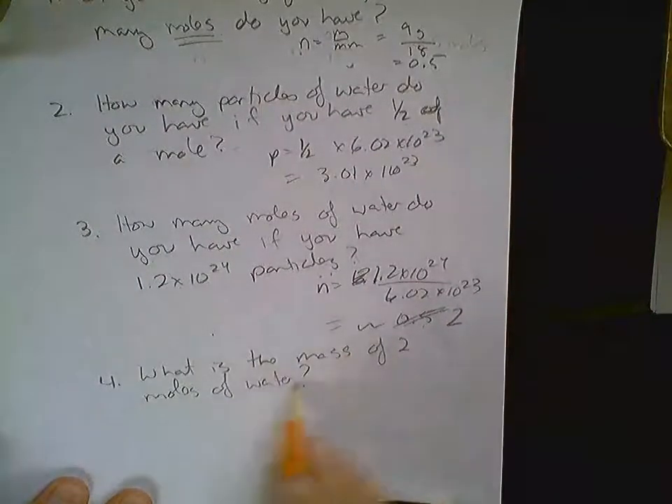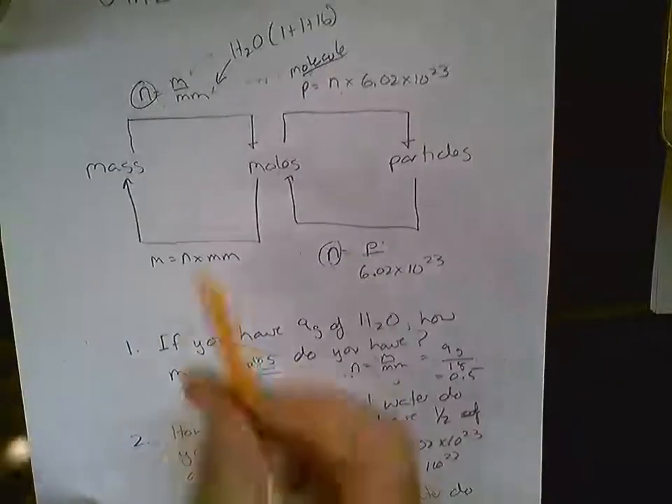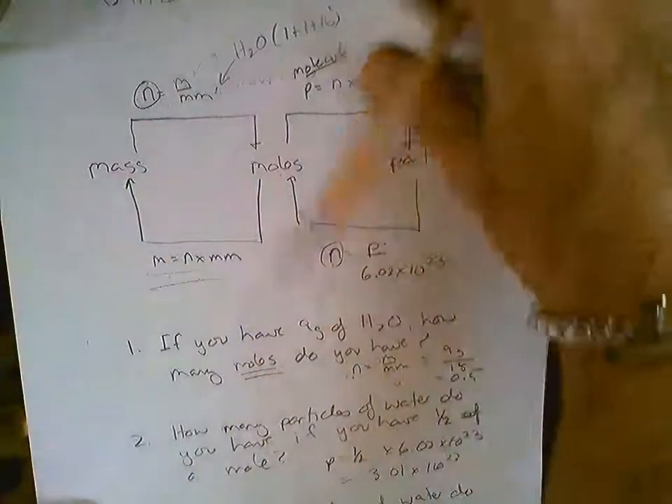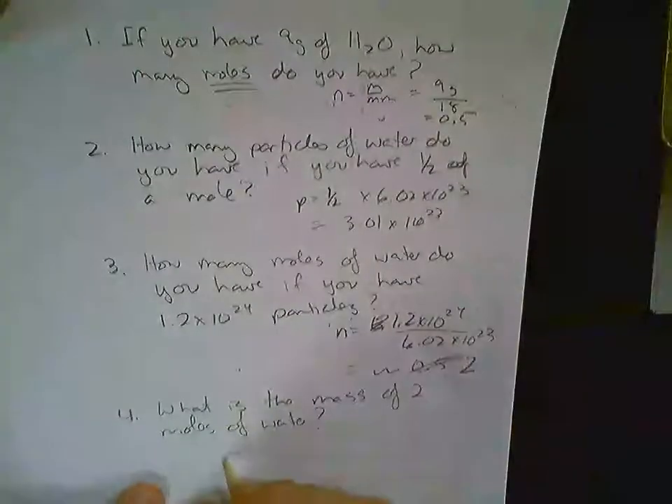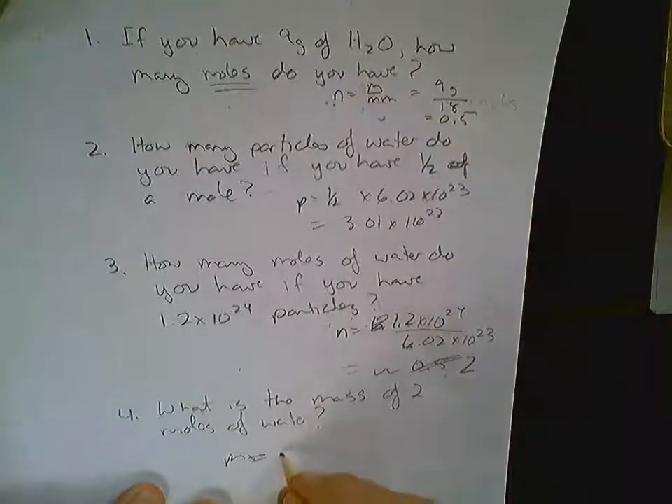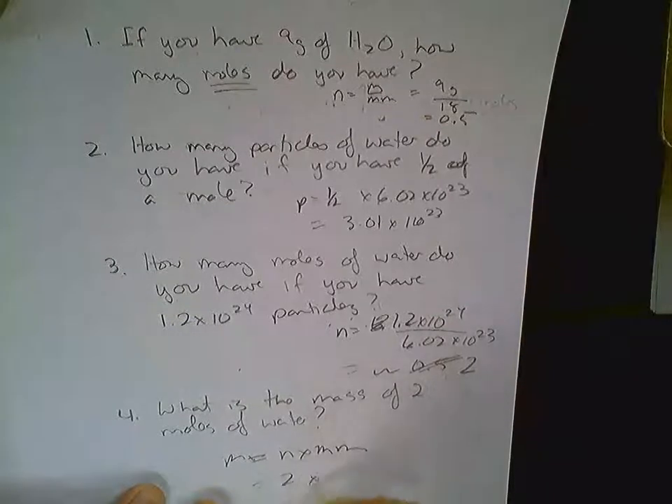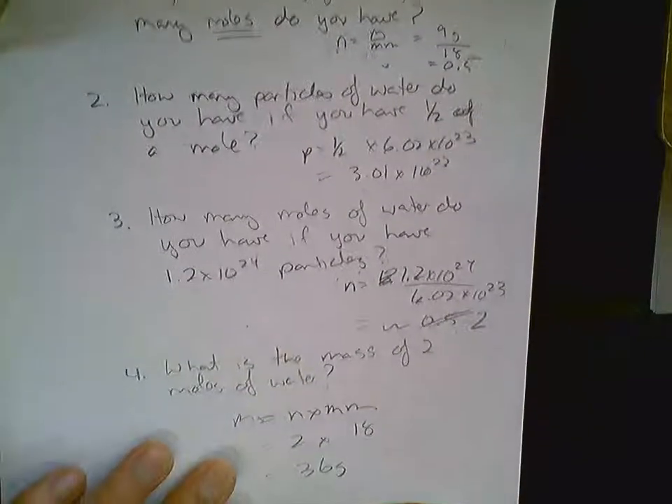What is the mass of 2 moles of water? We are now on this calculation right here. Mass equals moles times molar mass equals 2 times 1 plus 1 plus 16 is 18, equals 36 grams.